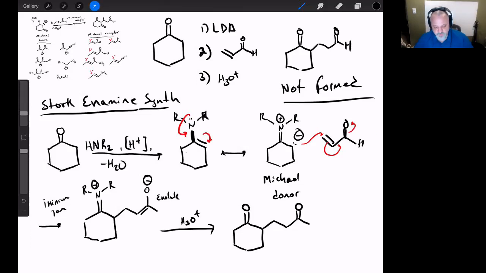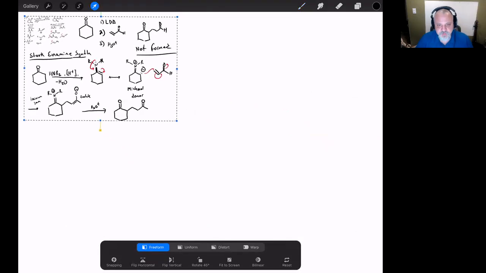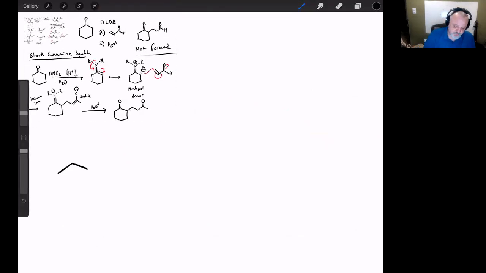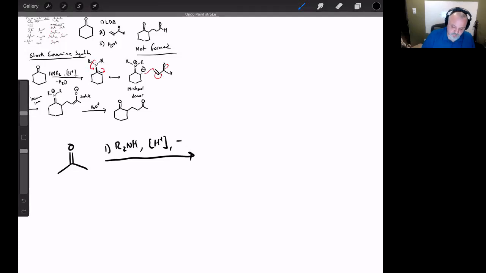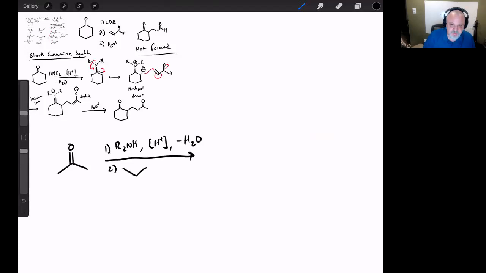So now what do we have? It's a much more complicated process, but we can take something like this that's not a Michael donor, and we can turn it into a resonance stabilized enolate type of ion through reacting it with a secondary amine in good old enamine formation. So once it's an enamine, we can show that resonance stabilized pair of electrons.